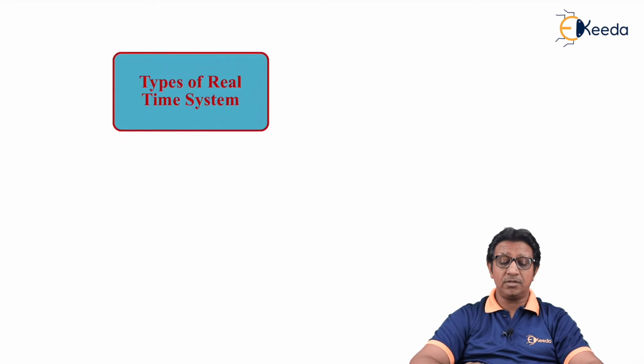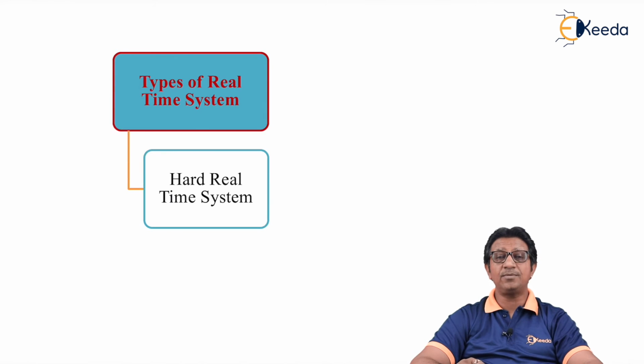Different types of real-time system. Real-time systems are of two types. One is called a hard real-time system, and the second is a soft real-time system. As the words say, hard and soft. Hard means they should be very critical or very strict with the timings, and soft means they can be a little flexible. In other words, hard real-time systems are not flexible, whereas soft real-time systems are flexible.